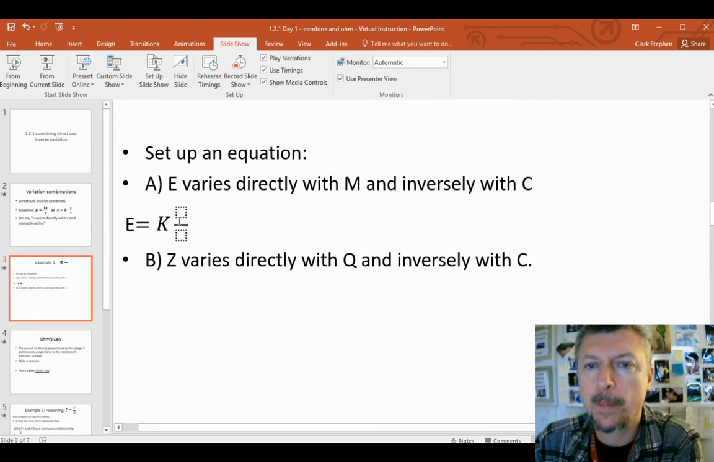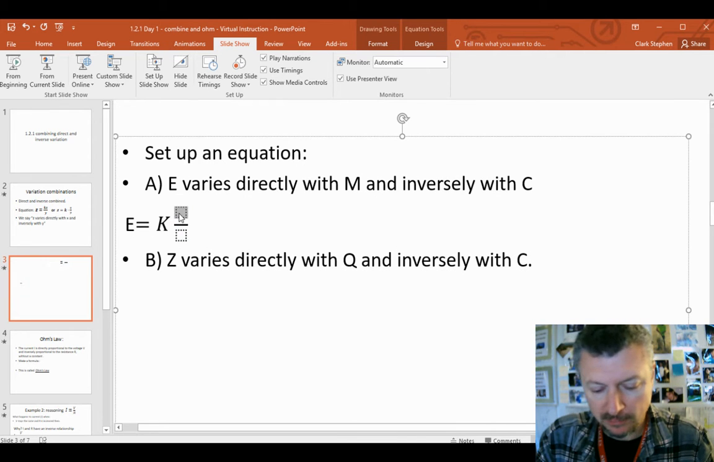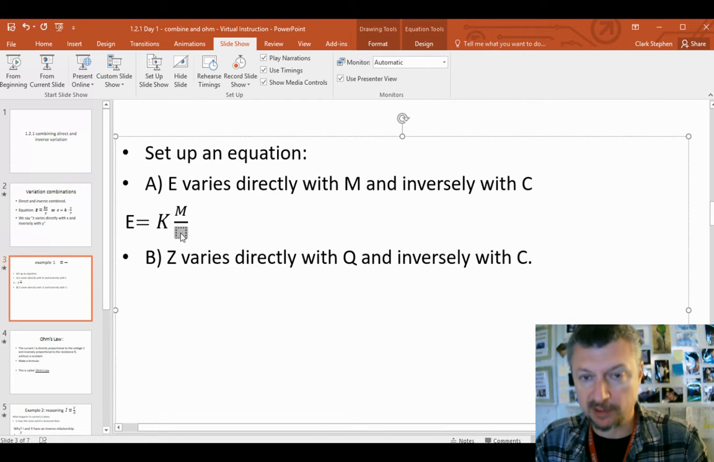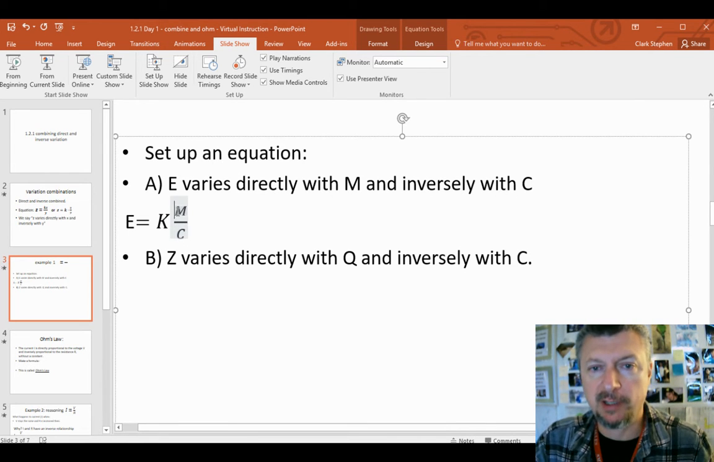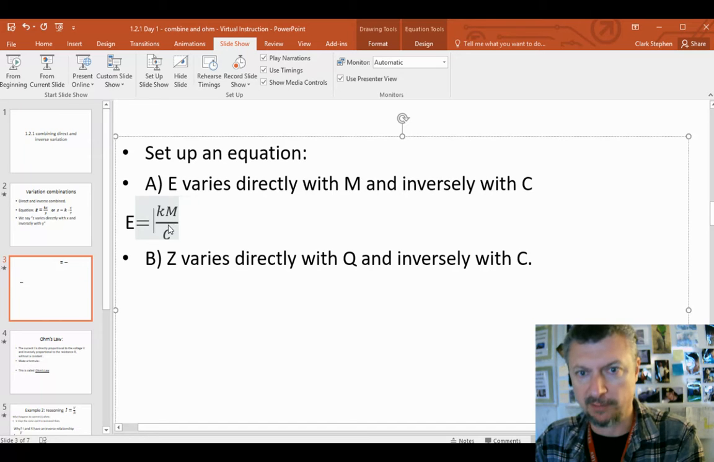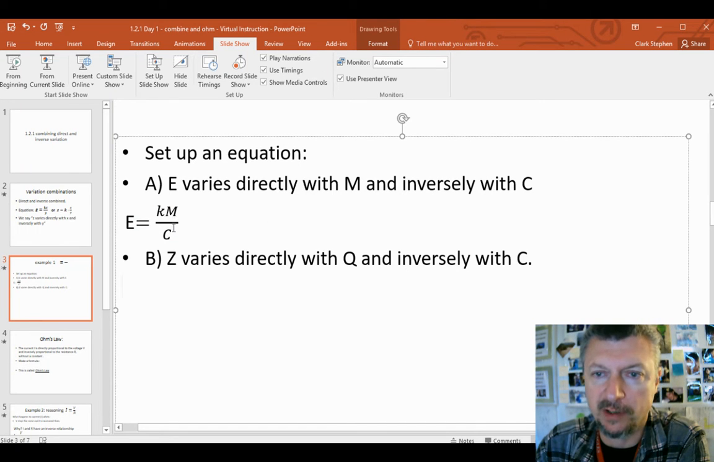And then it varies directly with M, so M's on top of the fraction. Capital M there. And inversely with C, so C is on the bottom of the fraction. Now the K could be up top, at the top of the fraction instead of in front, but it's going to be the same thing. There it is. E varies directly with M and inversely with C.